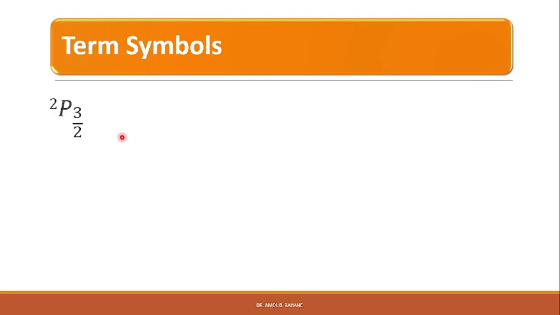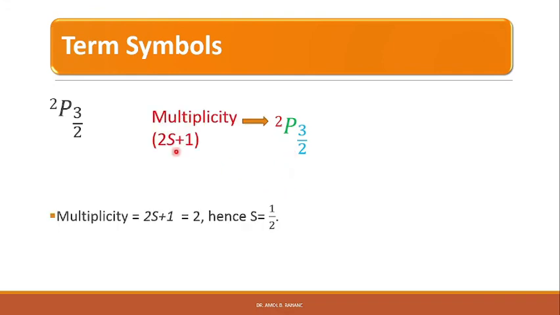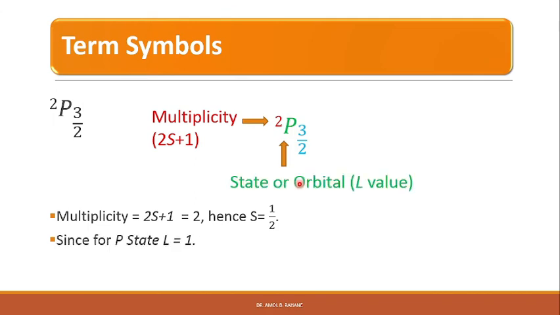2P3/2, that means doublet P 3 halves. Here multiplicity 2S plus 1 is equal to 2, hence S is 1 half. The middle term is P, that means L is equal to 1, and the subscript 3 by 2 gives us the J value, so J is 3 by 2. One thing one should remember is that the term symbol tells us only about the total spin, total orbital and grand total momenta of the whole atom.